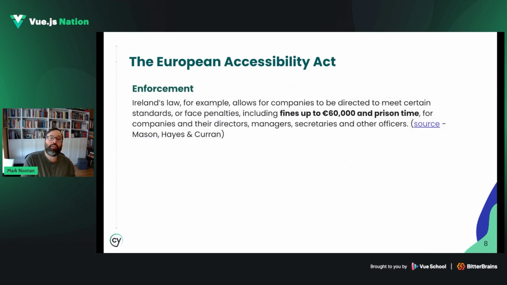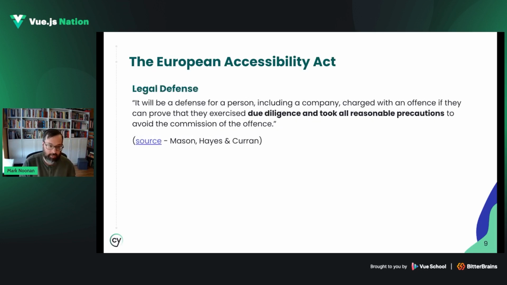So the enforcement of the European Accessibility Act is really interesting. It is up to the member countries to decide how to do it. In my home country, which is Ireland, the fines can go up to 60,000 euros and include prison time. So officers of companies who are continuously failing to comply with accessibility criteria are liable to experience jail time for not doing what they need to do.